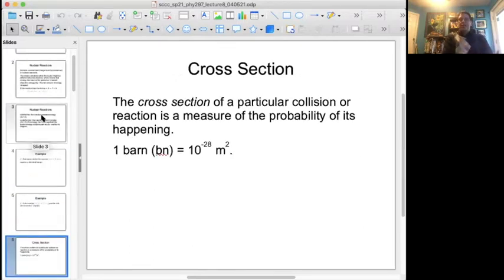The cross section of a particular collision is a measure of the probability of it happening. It's typically expressed in units of area, or square meters. So the bigger the cross section, basically the bigger the target. And the bigger the target, the more likely it is for a particle to hit it, for a collision to take place.